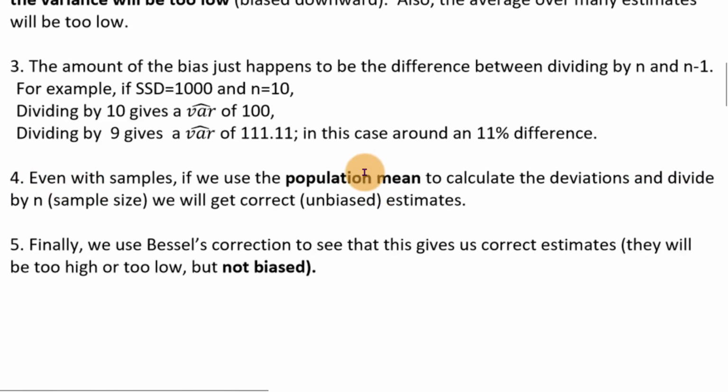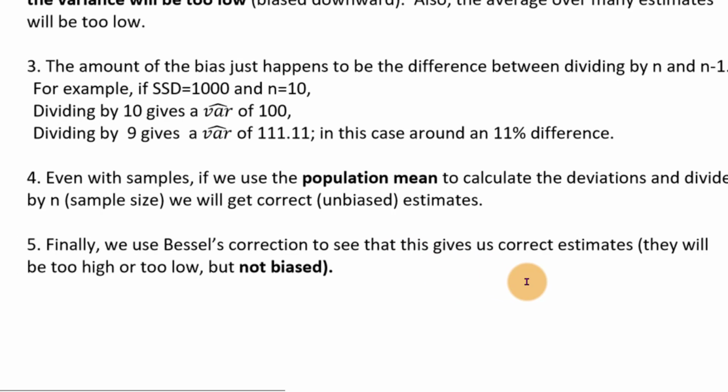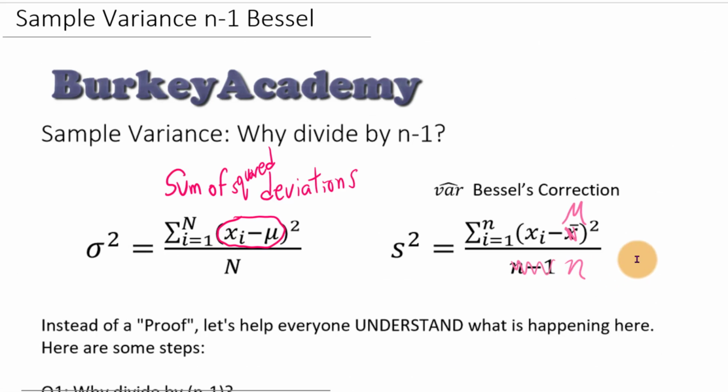And we saw again that if we plugged in that population mean, our estimates no longer seemed to be biased. It seemed to be about half of them were larger than the truth, about half of them were smaller than the truth. And we saw that using Bessel's correction did give us what seemed to be unbiased estimates as well. So the lesson here: we divide by n-1 because that gives us unbiased estimates.